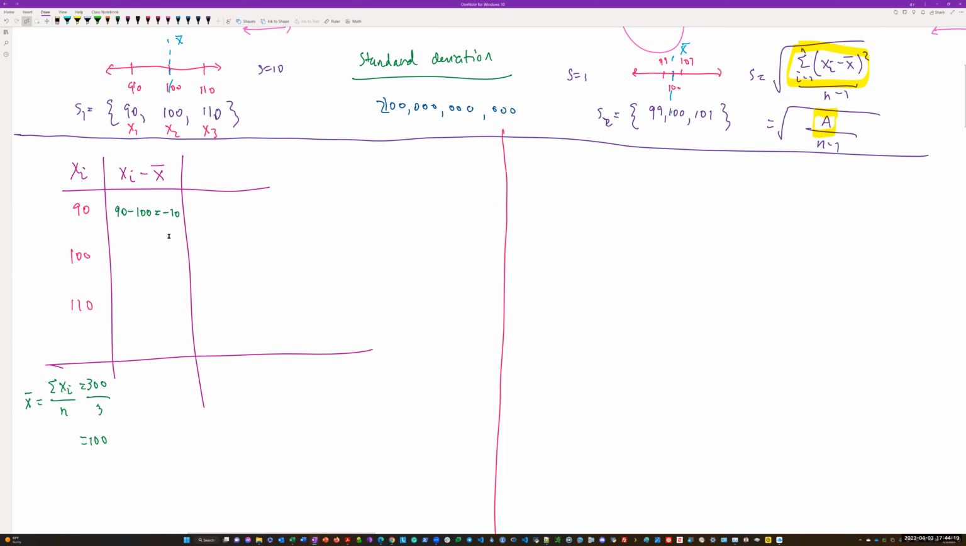What does the negative 10 mean in the first one? No, it's just called deviation. But what does it mean? Explain to me in terms of the numbers. What does the negative 10 mean?